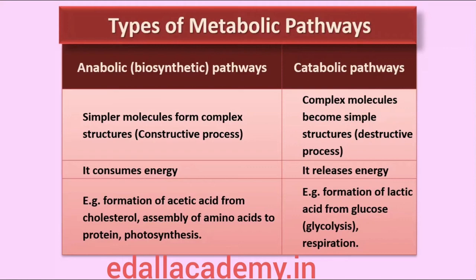Anabolic pathways, as expected, consume energy. Assembly of proteins from amino acids requires energy input. On the other hand, catabolic pathways lead to the release of energy. For example, when glucose is degraded to lactic acid in our skeletal muscle, energy is liberated. This metabolic pathway from glucose to lactic acid, which occurs in 10 metabolic steps, is generally called glycolysis.